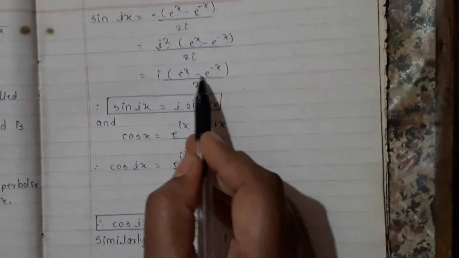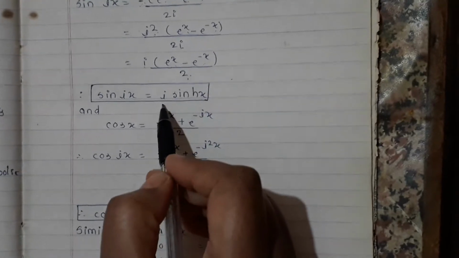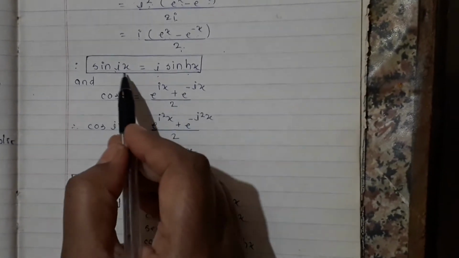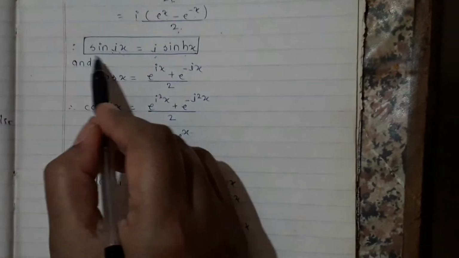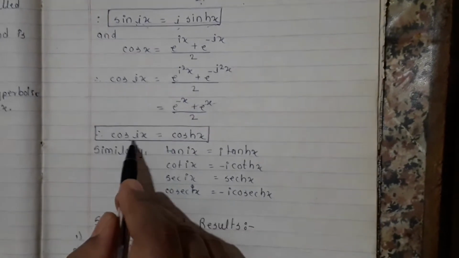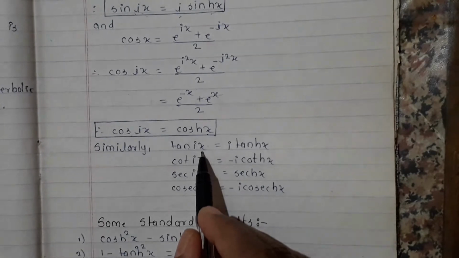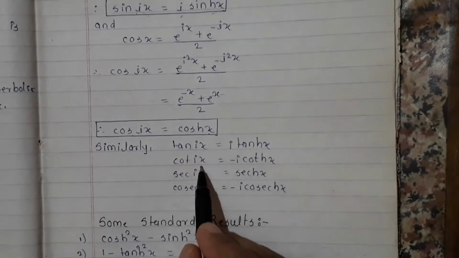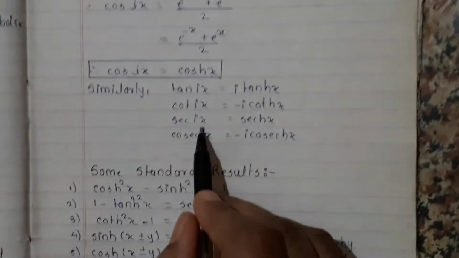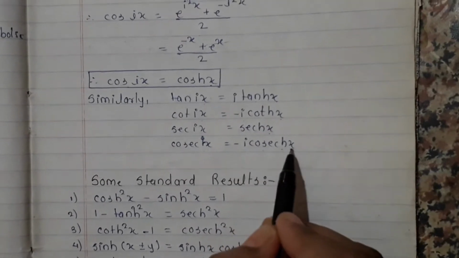Now if you see the term other than i, that is e raised to x minus e raised to minus x by 2, this is nothing but the value of sinh x. So we can write i sinh x, and here is sin of ix. So sin of ix can be written in the form of i sinh x. That is called the relation between hyperbolic and circular function. Similarly, we get the relation that cos of ix is equal to cosh x. Then tan ix can be written as i tanh x. Cot ix can be written as minus i coth x. Sec ix is equal to sech x, and cosec ix is equal to minus i cosech x.